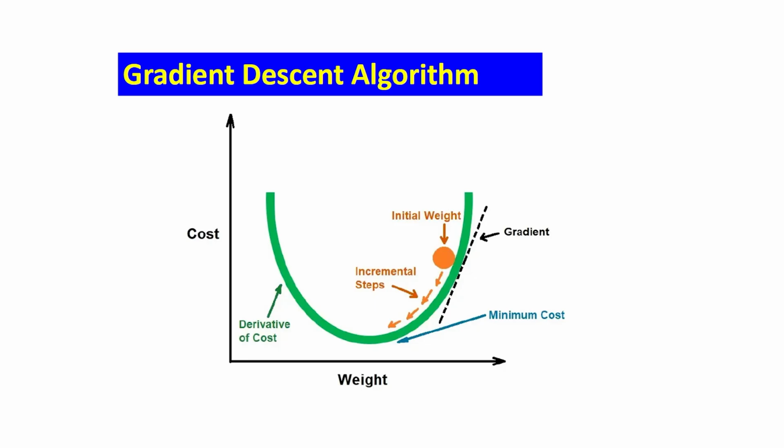You start with some initial values and then calculate the slope. Slope is negative, move in this direction. Again you calculate the slope here, slope is negative, move in this direction. Again you calculate the slope here, like that till you hit the minimum point.